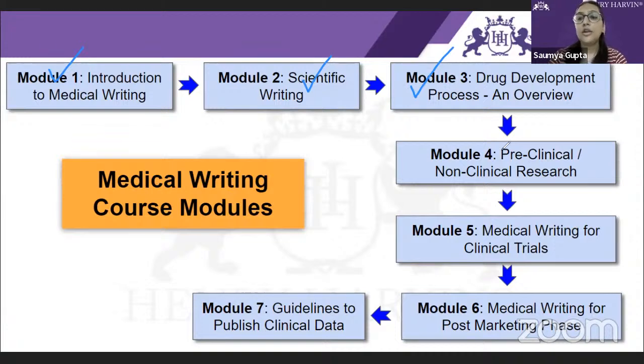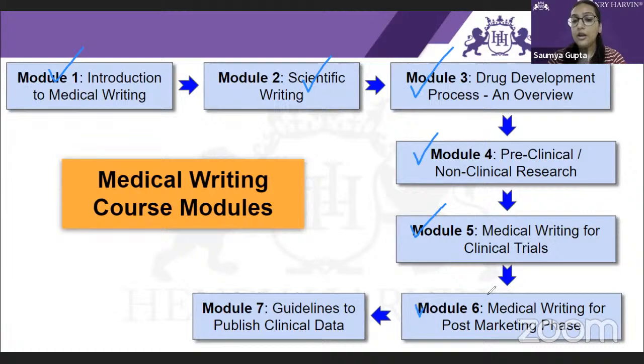Then we'll move to core regulatory writing, and in that first we'll discuss the documentation and also the guidelines which are followed to write preclinical research documents. Then how medical writers can be involved in clinical trials, what documentation they are involved in writing in brief, like what the content is, how you have to write the documents, and what guidelines are followed, again explained to you with examples.